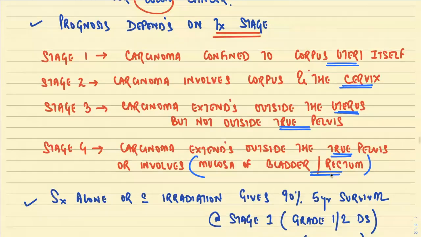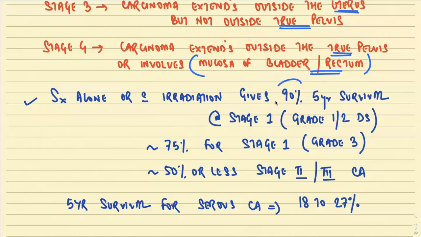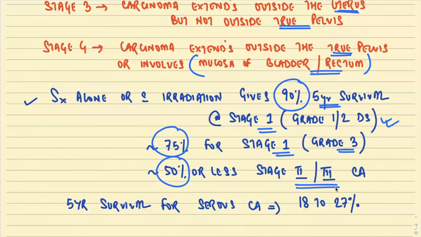Now, surgery alone or irradiation is going to give 90% 5-year survival. So if the tumor is diagnosed at stage one, grade one or two disease, it has a 90% 5-year survival. Whereas the survival rate drops to 75% for stage one but grade three tumor, and becomes 50% or less for stage two and three. So the most important prognostic factor for survival is the staging of the tumor. Now the 5-year survival for serous carcinoma is only 18 to 27%. It is very, very bad. Is this very clear to everyone?